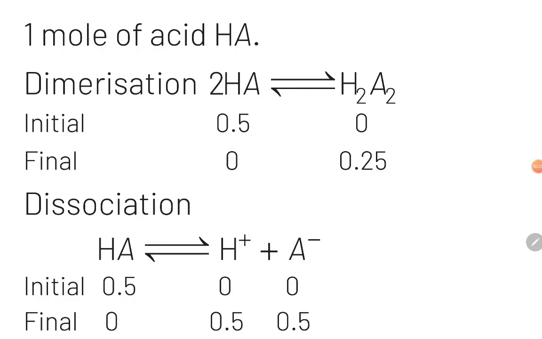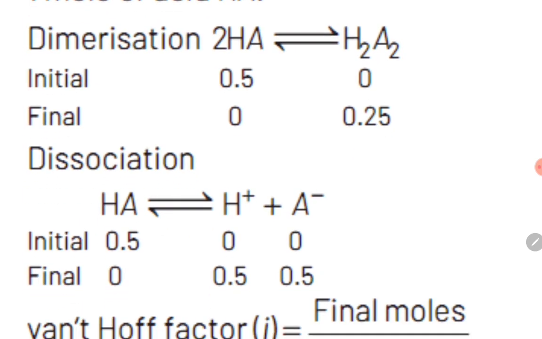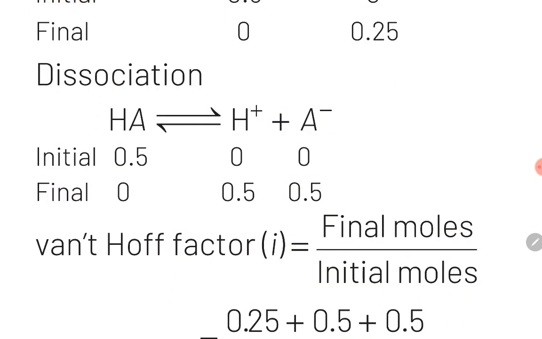Yes students, let's start this question by assuming 1 mole of acid HA. Out of this 1 mole, 50% is going to dimerize. So therefore we can say that 0.5 moles are going to dimerize to form H2A2. On dimerization, number of moles will become half and therefore half of 0.5 is 0.25. So eventually we will have 0.25 moles of H2A2. Also, the remaining 50% is going to dissociate. So we can say that 0.5 moles of HA are going to dissociate.